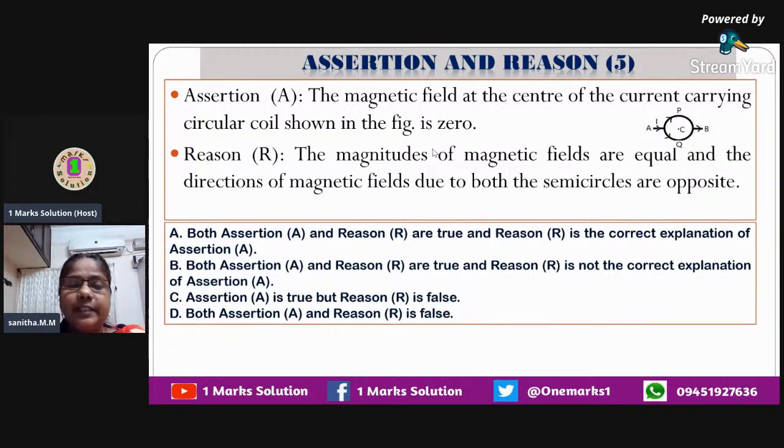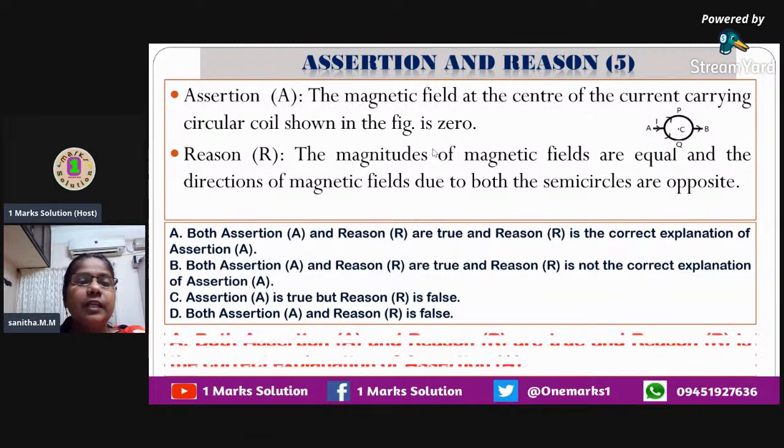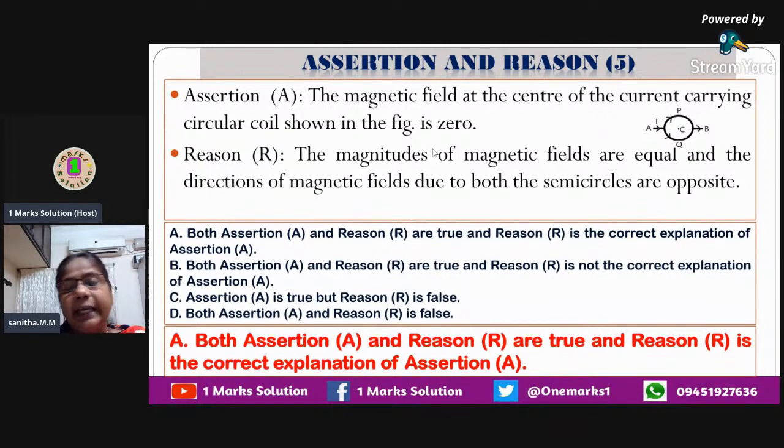What is the reason? We will see that. The magnitudes of the magnetic field are equal and the directions of the magnetic field due to both the semicircles are opposite. That is absolutely correct. So both assertion and reason are correct, and reason is the correct explanation for the assertion. So the option is A.